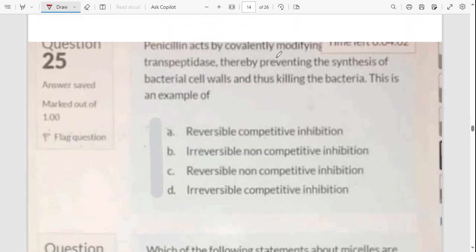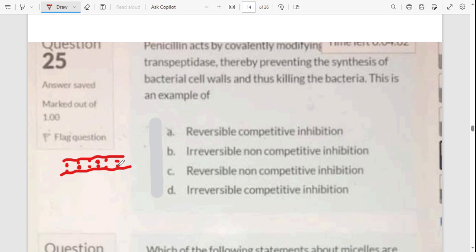Penicillin acts by covalently modifying transpeptidase, thereby preventing the synthesis of the bacterial cell wall and thus killing the bacteria. This is an example of what? Now, penicillin covalently modifies transpeptidase. For a bacterium to function, it has a cell wall made up of peptidoglycan. Peptidoglycan is made up of carbohydrate chains which are interlinked by amino acids like that.